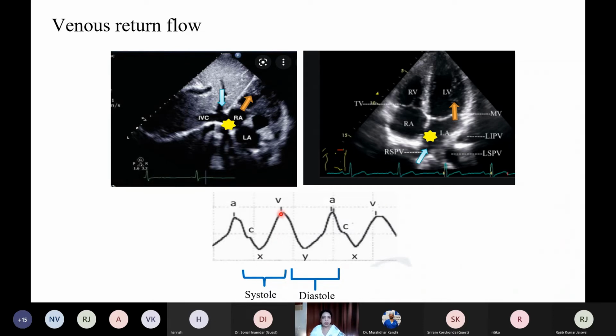When the ventricle ends, it again starts relaxing. When it starts relaxing, there is another wave, which is a Y descent in the atria, and because of this the diastole starts. So in this diastole there is a reduction in the pressure over here. So again the flow is continuing from the IVC, hepatic vein and pulmonary vein towards the atria.